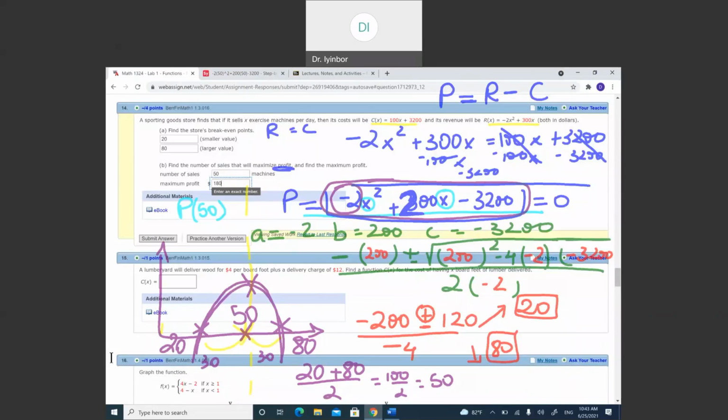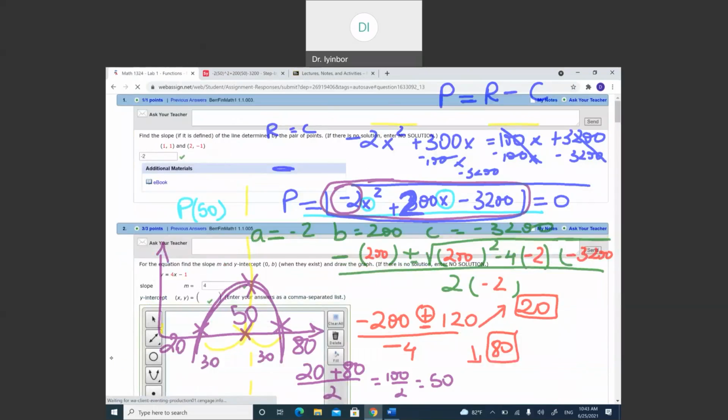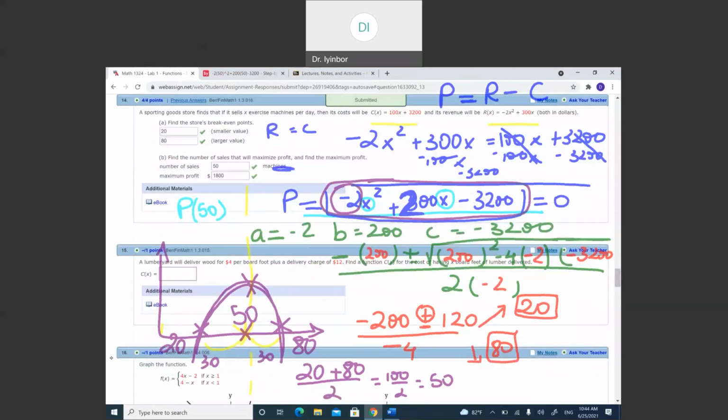Okay, so that's how you find all of this, and I'm going to submit so you can check it, and everything good. Okay, so that's how you find the break-even point when the revenue and the cost are equal to each other. And then finding the maximum profit is just the middle point between the break-even points, because the graph is a quadratic function. It's open upside down, and then just find the middle point. That's an easier way to do that. Okay, so that's how you do number 14.